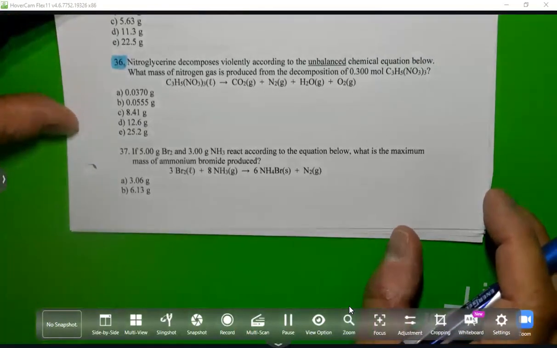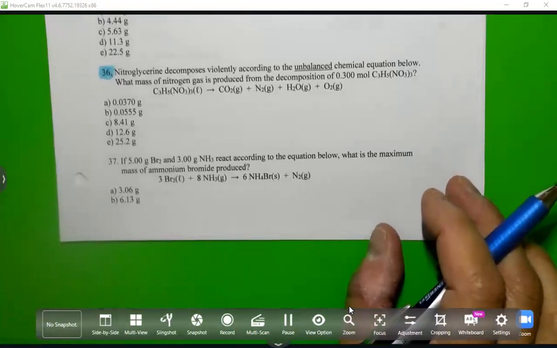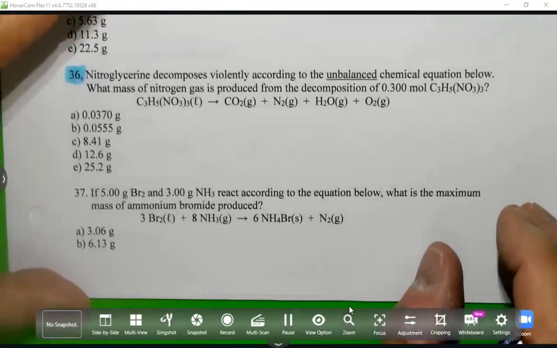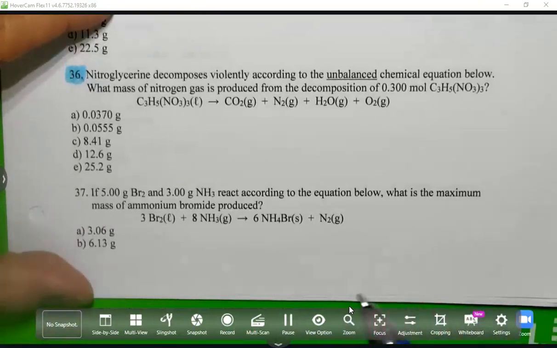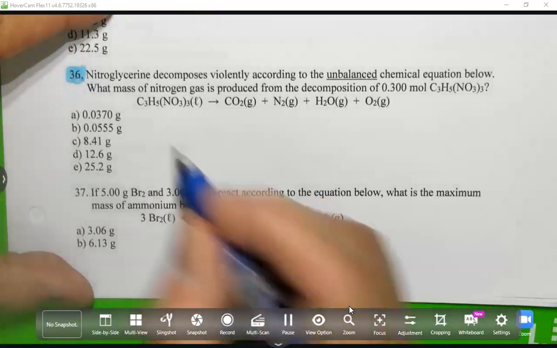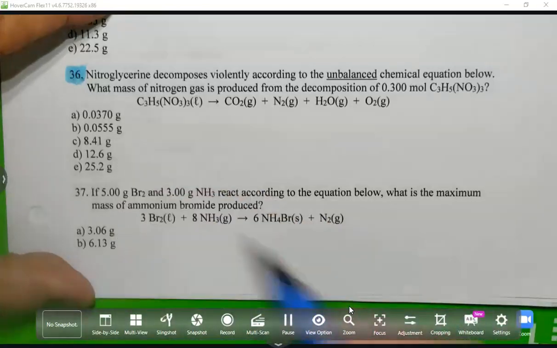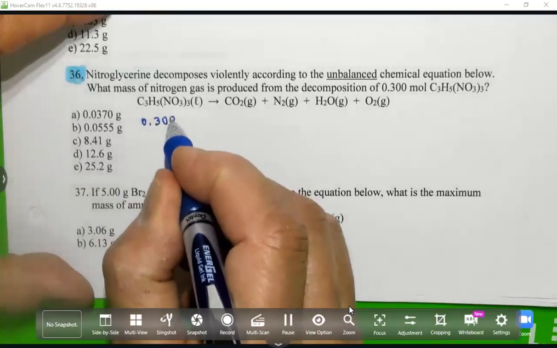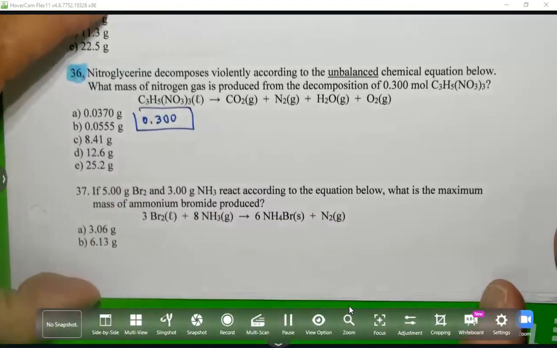Nitroglycerin decomposes violently according to the unbalanced equation below. What mass of nitrogen gas is produced? Okay, so let me. All right, so we've got 0.3 moles here. All right, balancing this baby.